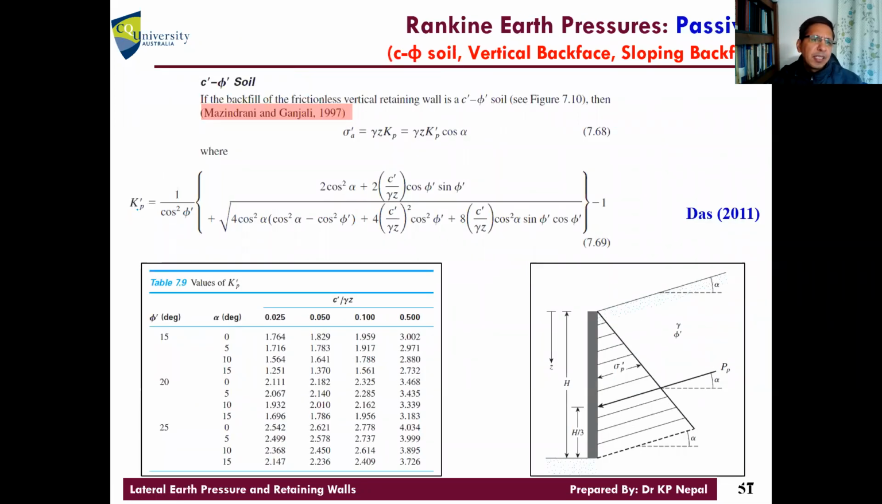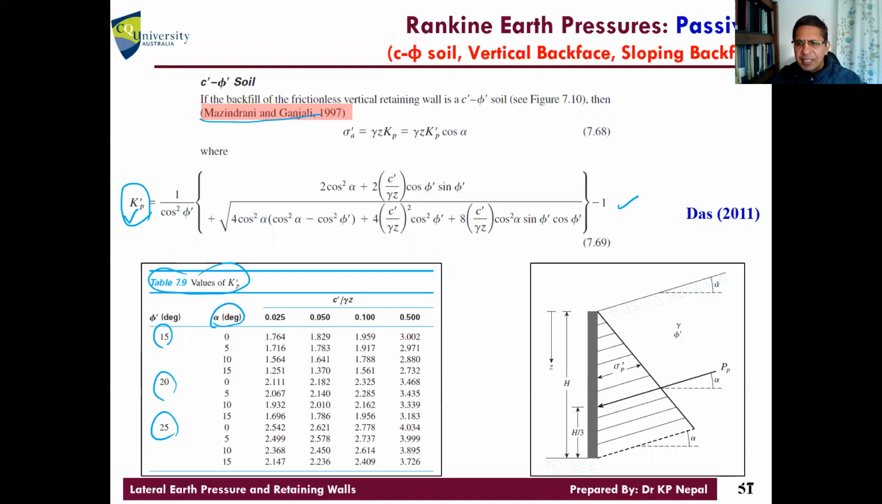Yeah, this is the passive one. C phi soil, passive case. The same guys, they give us the formula. This is a very big formula to calculate the lateral earth pressure coefficient. That's why they sometimes give the values here in the table. You can quickly check based on the phi and alpha degree.